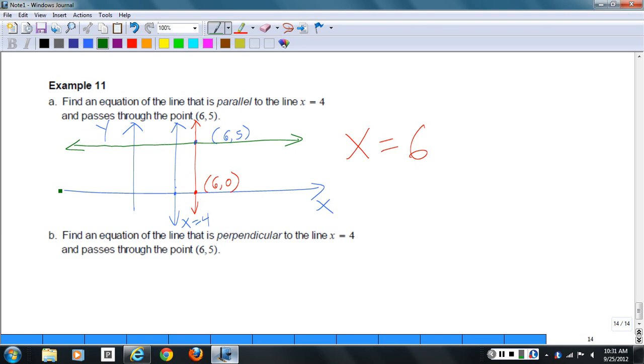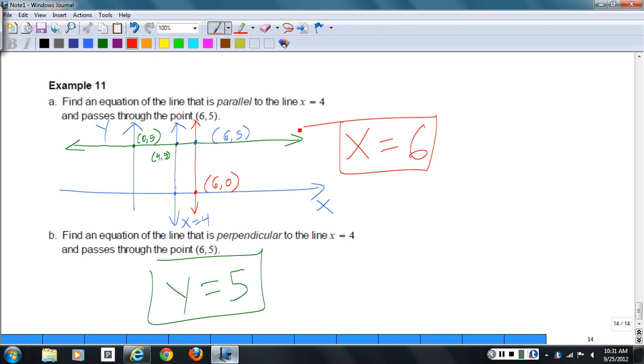Now, horizontal line, the y coordinate never changes. The point here is 6, 5. This point is 4, 5. This point is 0, 5. So the equation of this line is y equals what? 5. Just like that, y equals 5.